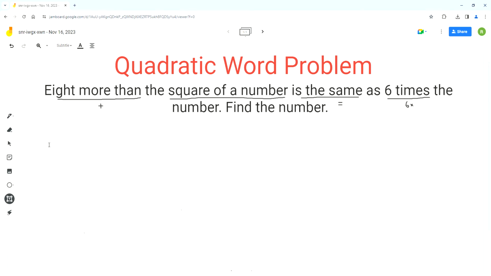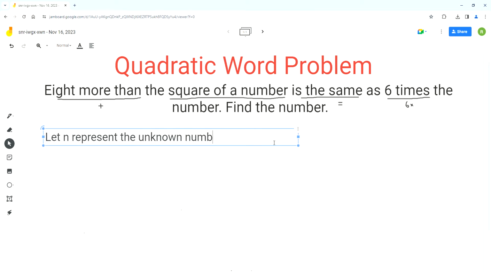The first step is to write a let statement for the variable that we want to use in this equation. We can use the variable n for the number. So let n represent the unknown number. We can use this n to write an algebraic equation.